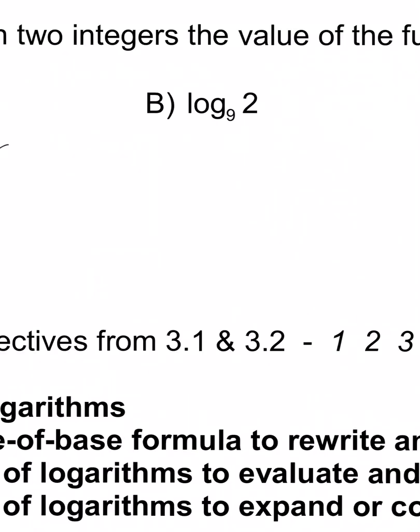Coming over to 9, if we start out at 9 to the 0 equals 1, 9 to the first equals 9, and so on. We can stop right there because 2 is between 1 and 9. Therefore, the logarithm is going to be between 0 and 1.